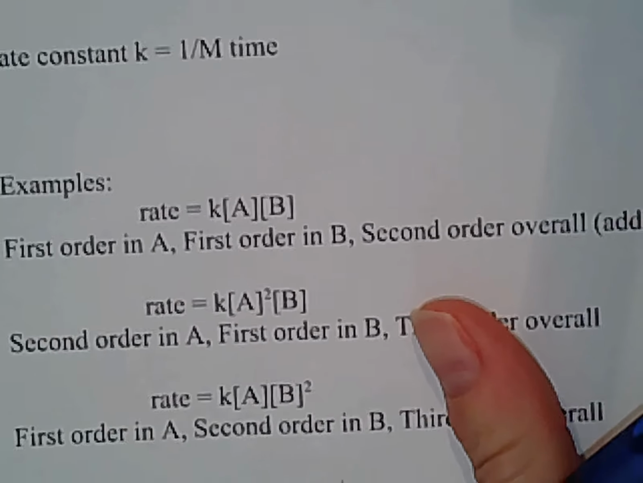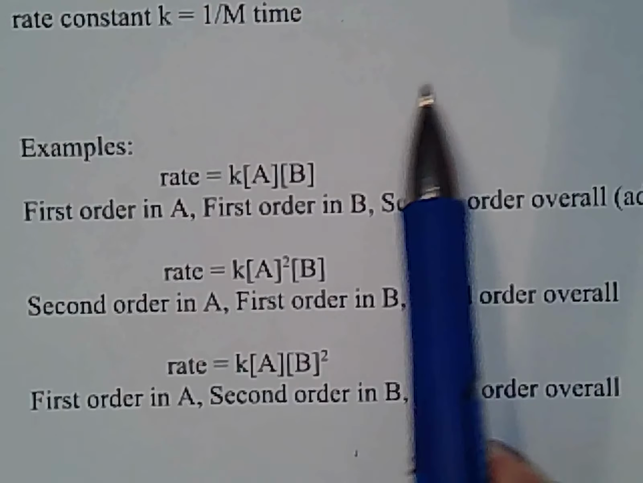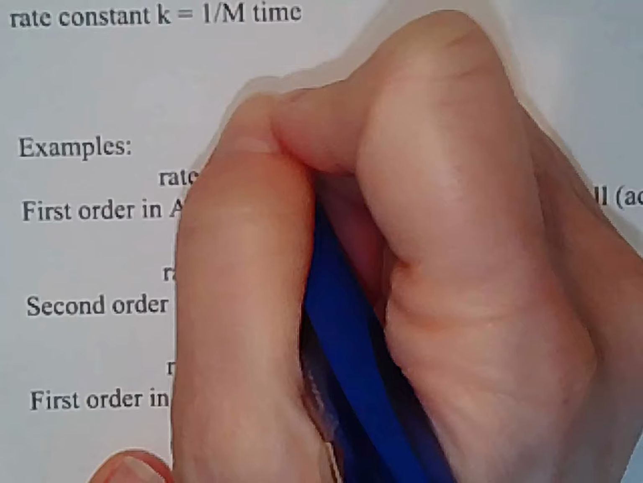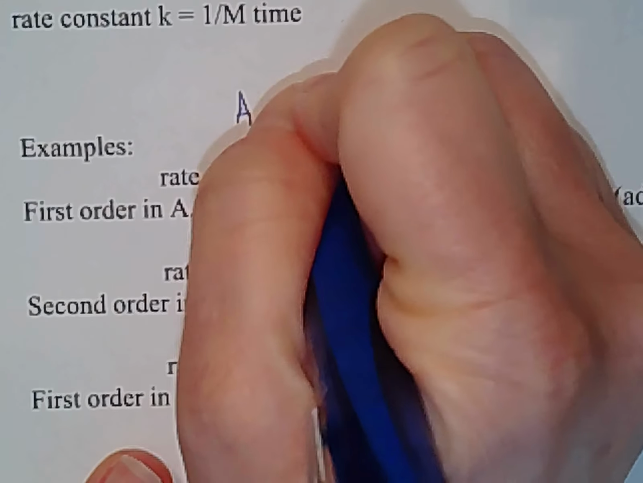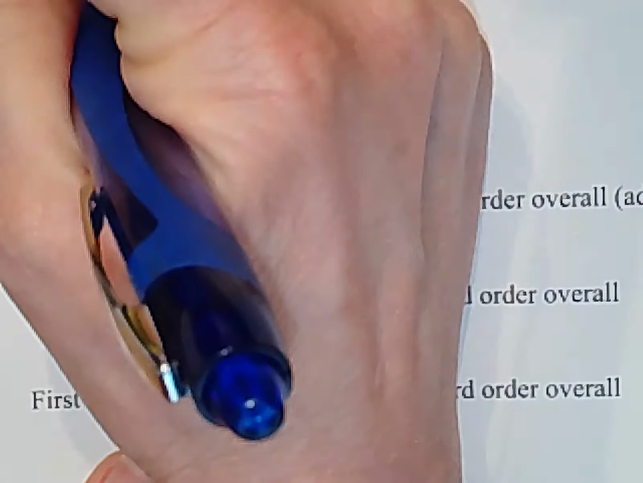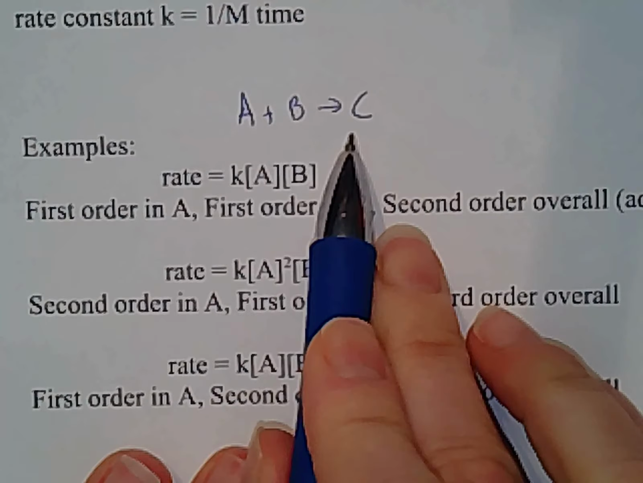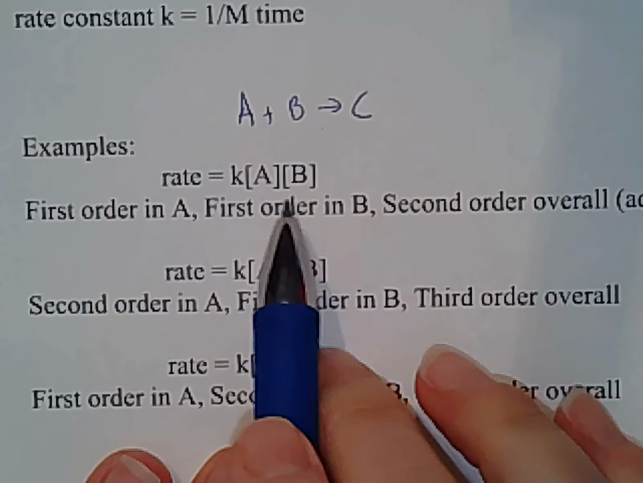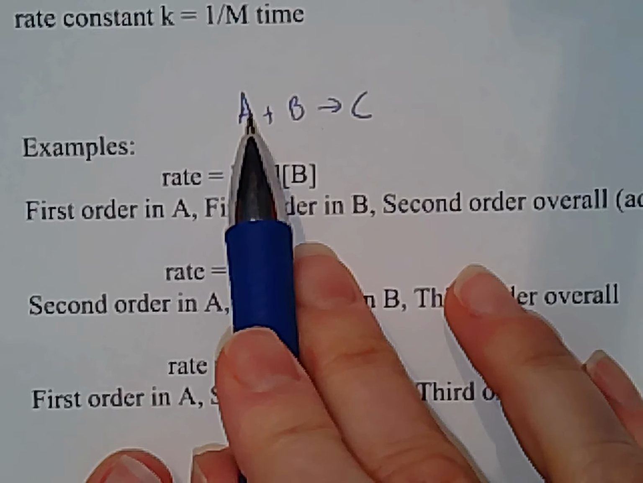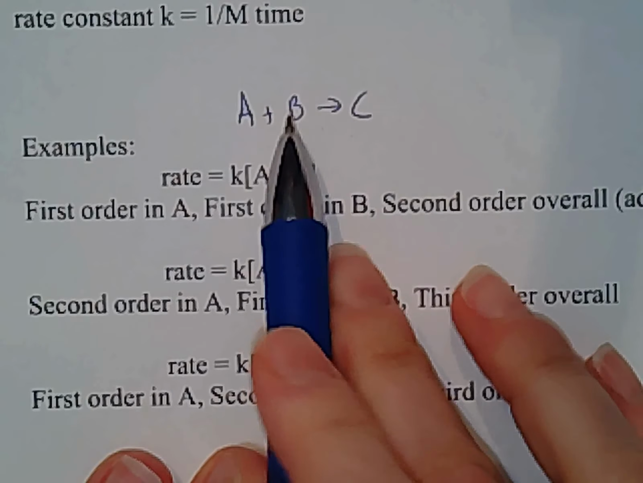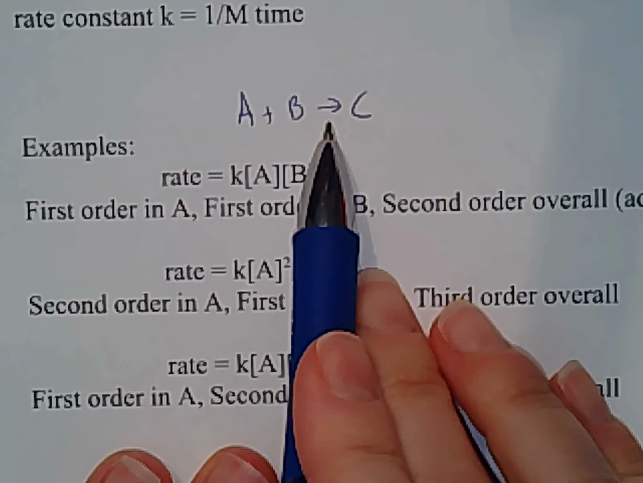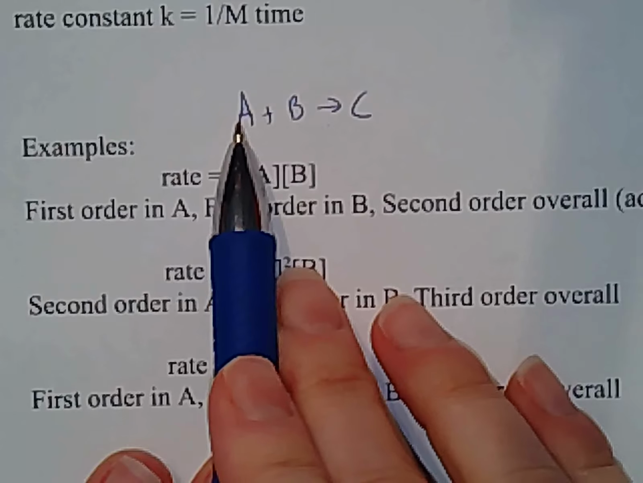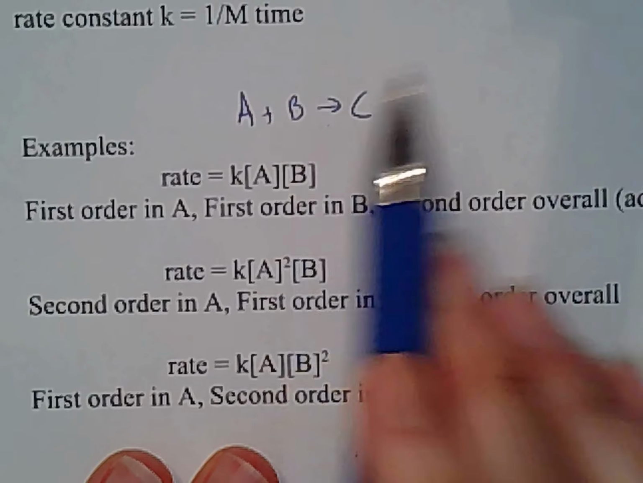All right, and last thing on this video, if you have multiple reactants, A plus B goes to C. So you have 2 reactants. Well, A could affect how quickly you make product, and B could also affect. So A and B could have different orders. So A could be 0, 1, or 2, B could be 0, 1, or 2.